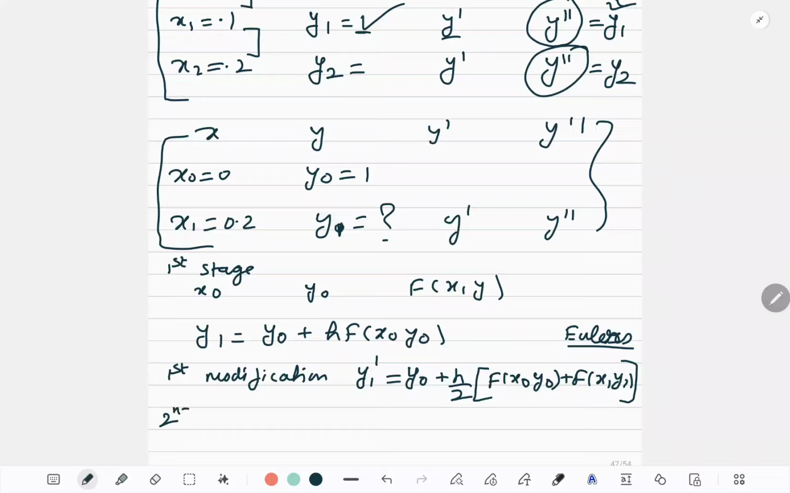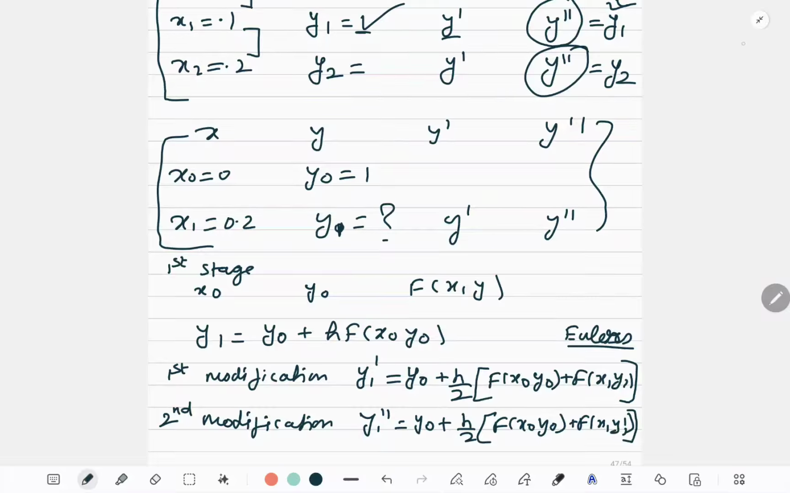If you are doing second modification, formula is y1 double dash is equal to y0 plus h by 2 f of x0 y0 plus f of x1 y1 dash. Okay. So this is how I will modify it 2 times. Now if you are going to the second stage, this will be the one set, okay? This will be the first stage.